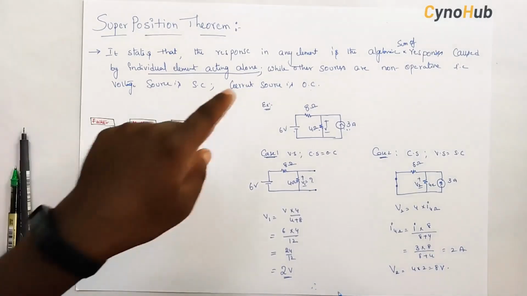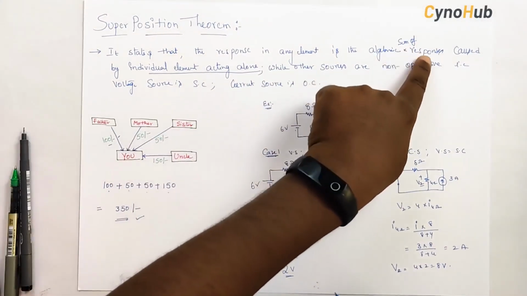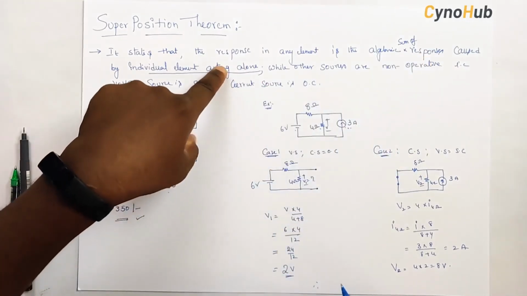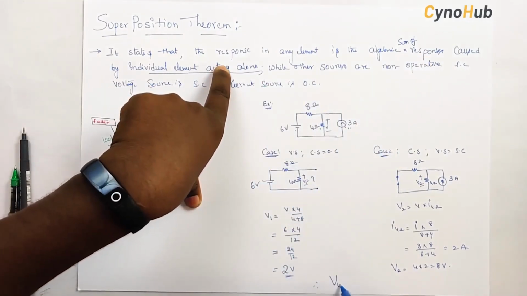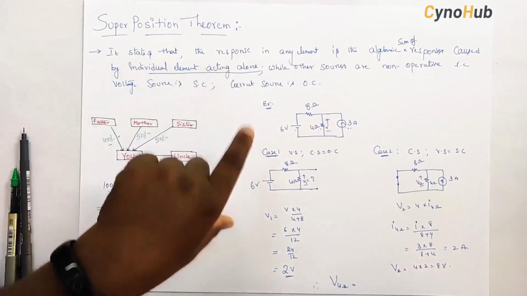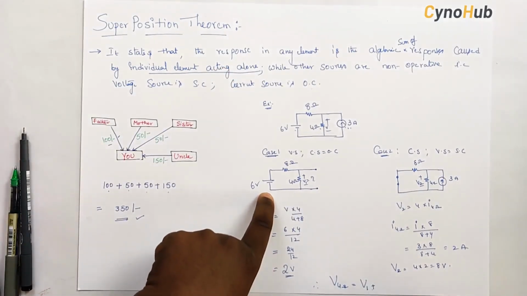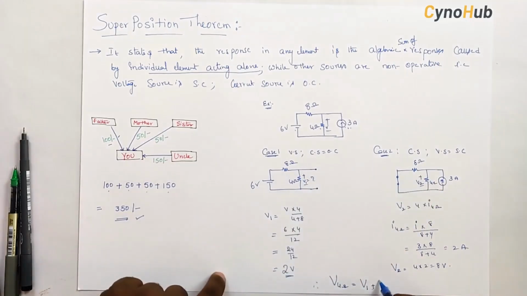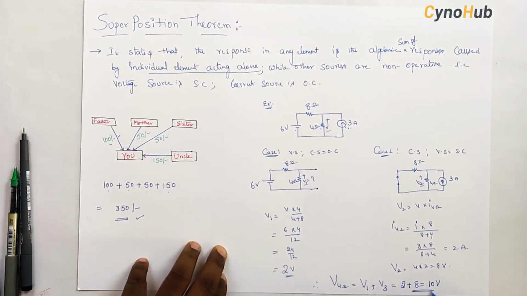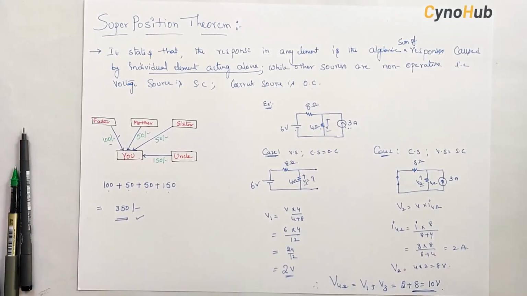Now the algebraic sum of responses is the total response. The voltage across the 4 ohm is the response caused by the voltage source plus the response caused by the current source, that is 2 plus 8, 10 volts is the answer. Okay, this is a simple example to understand the superposition theorem.